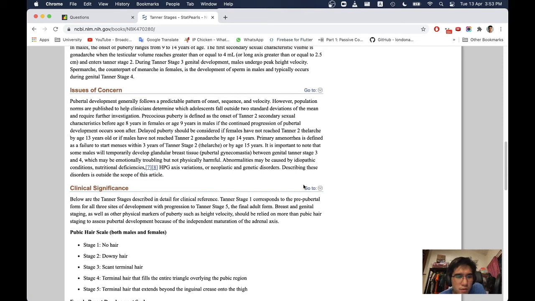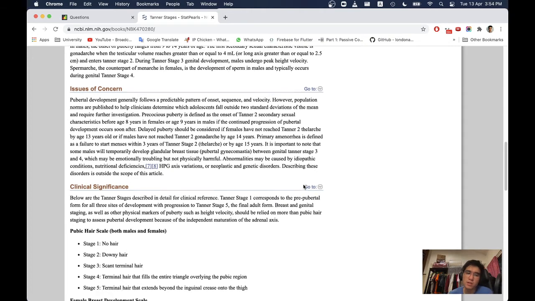Primary amenorrhea is defined as a failure to start menses within 3 years of Tanner stage 2 thelarche, or by age 15 years. It is important to note that some males will temporarily develop glandular breast tissue, pubertal gynecomastia, between genital Tanner stage 3 and 4, which may be emotionally troubling but not physically harmful. Abnormalities may be caused by idiopathic conditions, nutritional deficiencies, HPG axis variations, or neoplastic and genetic disorders. Describing these disorders is outside the scope of this article.